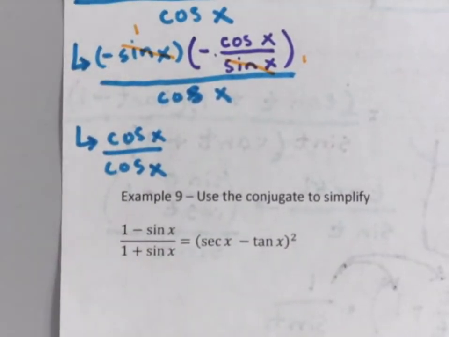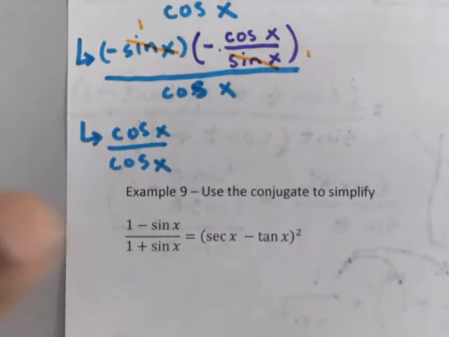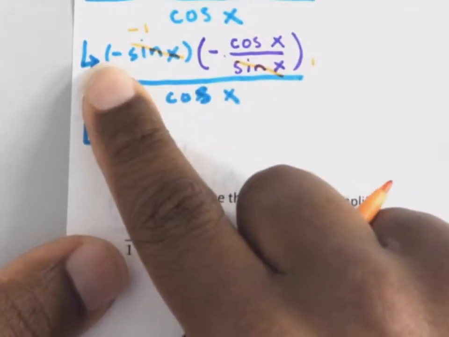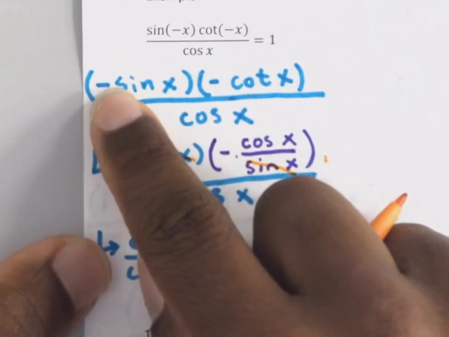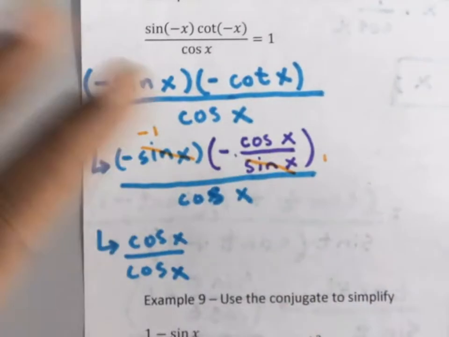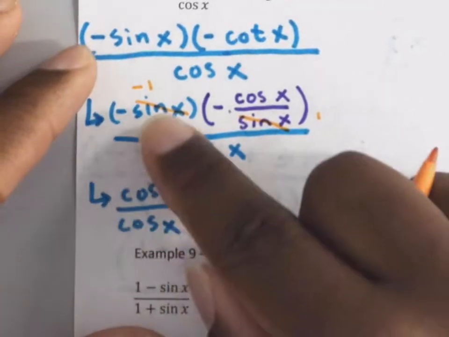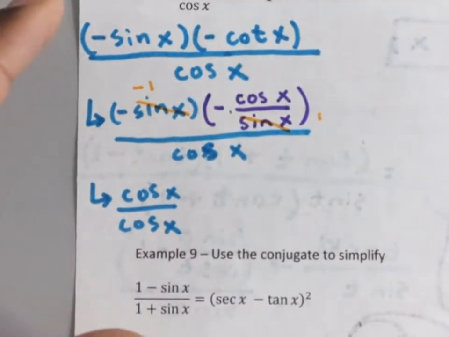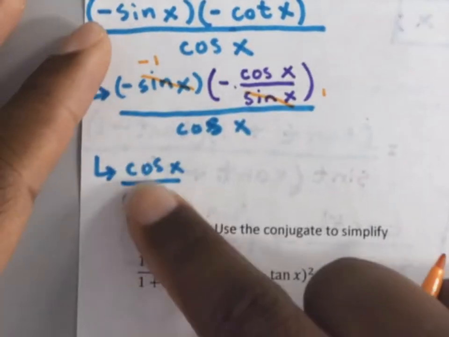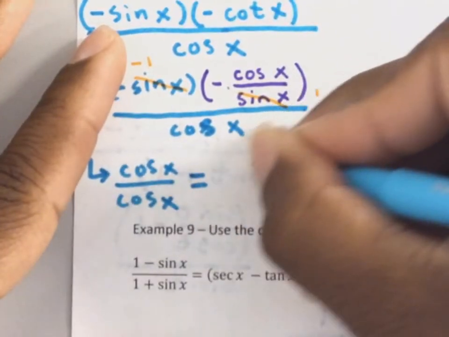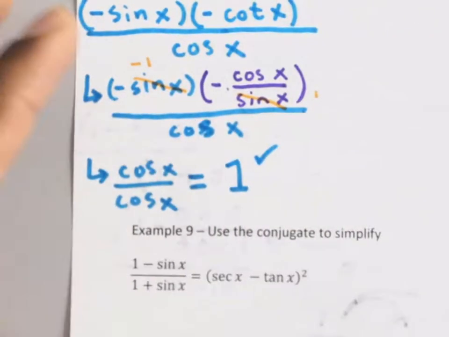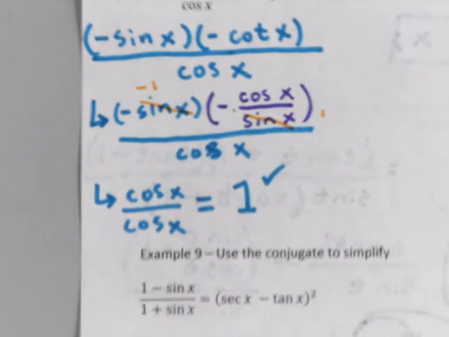Do we have a question? Wait, so you can change the negative cosine to positive because it's one. No. This is negative 1 times negative cosine, because this was negative. So it takes the negative away. Yes, a negative times a negative makes it positive. So negative times negative makes the top positive. Cosine divided by cosine is 1. That's what we were looking to get, so we verified it.